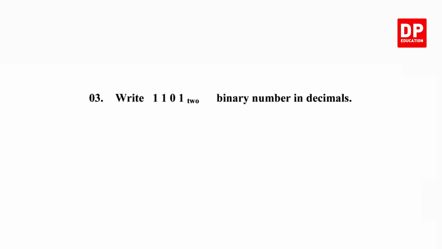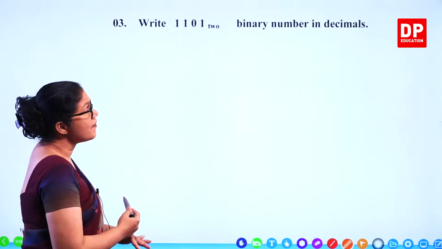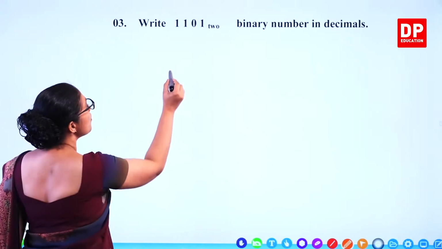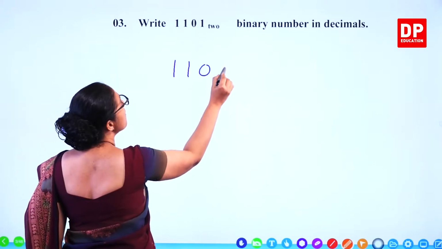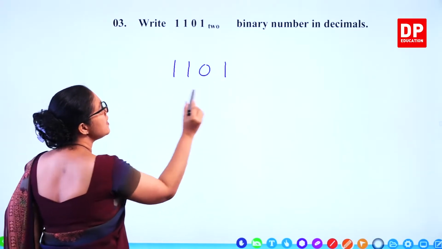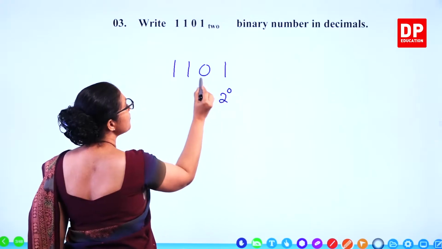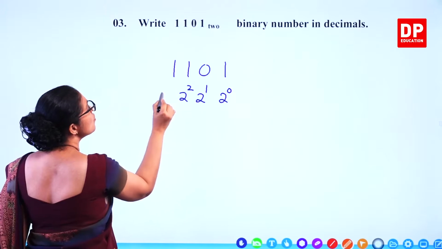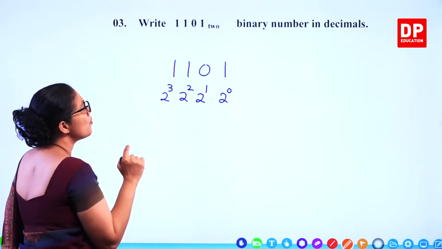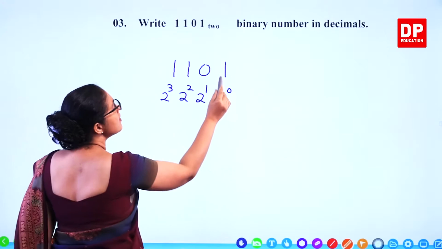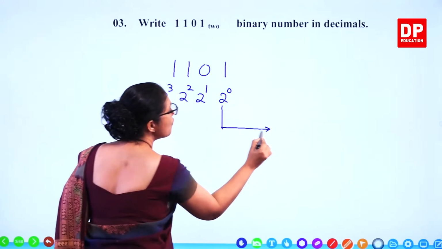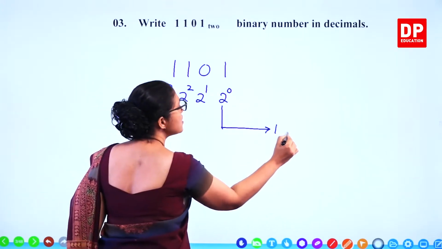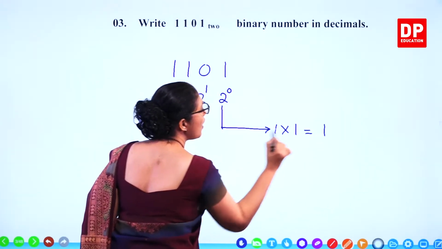Question 3. Write 1101 base 2, a binary number, in decimals. How can we convert to base 10? We take each digit in terms of base 2. The first 1 means 2 to the power 0. Then the next digits are 2 to the power 1, 2 to the power 2, 2 to the power 3. So 2 to the power 0 is 1, and 1 times 1 gives you 1 there.